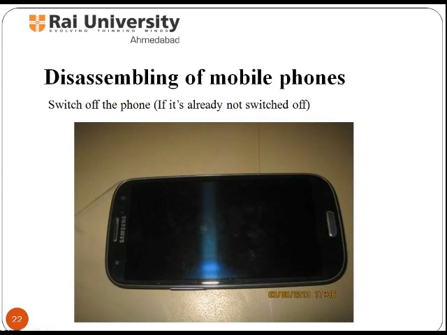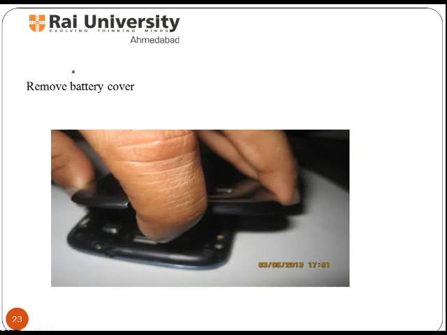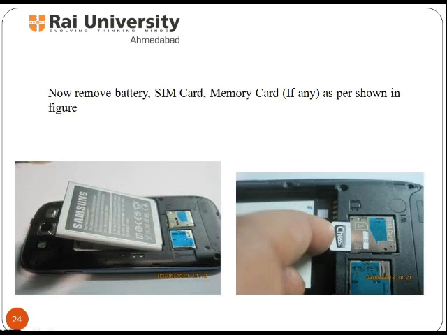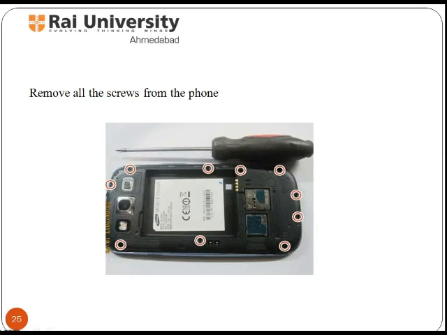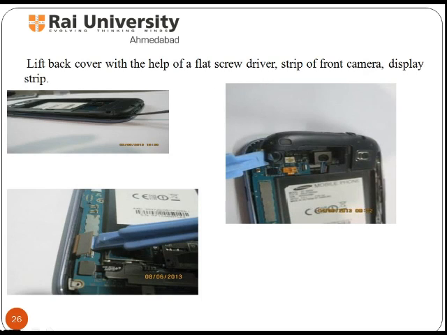Now let us understand the disassembling procedure. Step 1. Switch off the phone. Step 2. Remove battery cover. Step 3. Now remove battery, SIM card, memory card as shown in figure. Step 4. Remove all the screws from the phone. Step 5. Lift back cover with the help of a flat screwdriver.